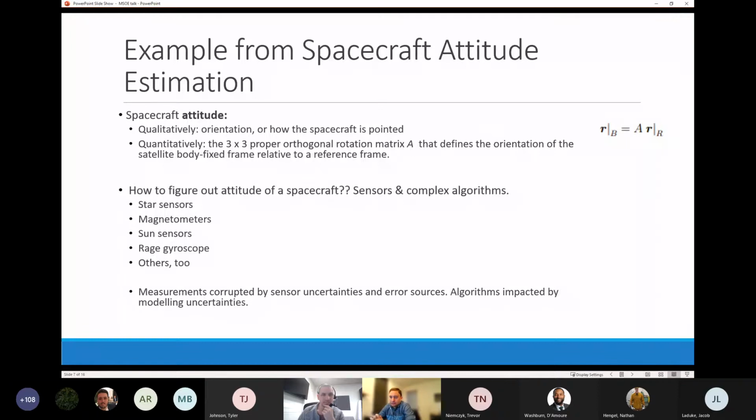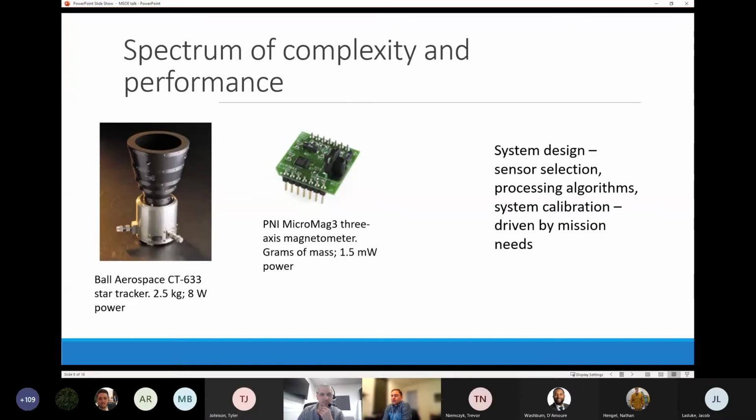In general, all the sensors, regardless of sensor type, are corrupted by uncertainties and various error sources. And the algorithms as well. Algorithms will typically merge a raw sensor measurement with a model of the system, even something as simple as Euler's equations that govern rigid body dynamics. There are imperfections in the inertia. What's the inertia? What are the forces and torques acting on it? Things like that. So how do you figure all this out? It comes down to some pretty robust and statistically proper methods.